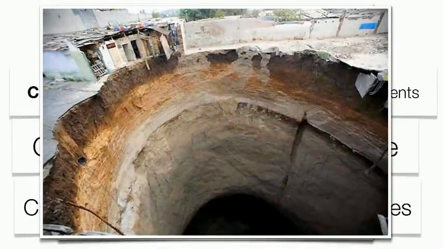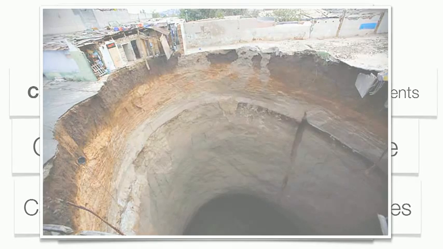And here's what a sinkhole looks like. What happens here is that the rock just can't support the overlying soil layer, and the soil just gets too heavy and caves in upon itself.